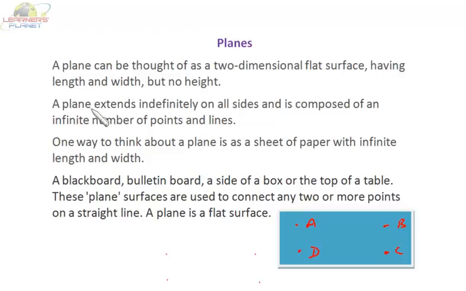Okay, now it is extending indefinitely on all sides, and it is composed of an infinite number of points and lines. Here we see a plane and there are four fixed points, that is A, B, C, D. These are part of a plane, but this plane is extending infinitely on all sides. We can think of a sheet of paper, and we have discussed the examples of a blackboard, your classroom blackboard, the ceiling of your house. So all of these are examples of a plane.